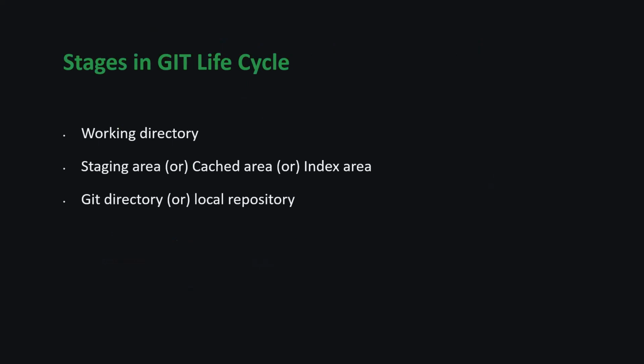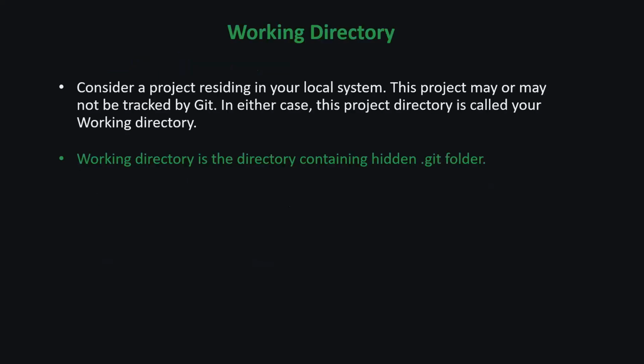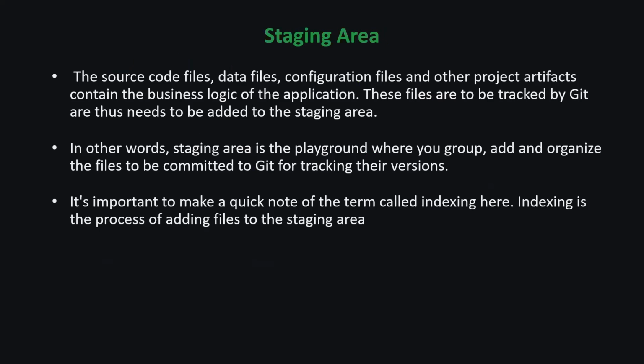Stages in the Git life cycle. The Git life cycle stages are the working directory, staging area (also called caching area or index area), Git directory, and local repository. Working directory means consider a project residing in the local system. The project may or may not be tracked by Git. In either case, the project directory is called your working directory. The working directory contains the hidden .git folder.